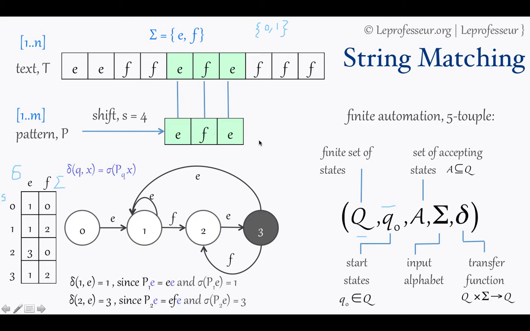All right. We can also say that the transition function delta of Q and X, where Q is the state and X is any input alphabet character, is the same as a function of P_Q X. P_Q here simply stands for the pattern we have read when we are in state Q. So if we are in state P1, we have read only the E value, so P1 would be E.